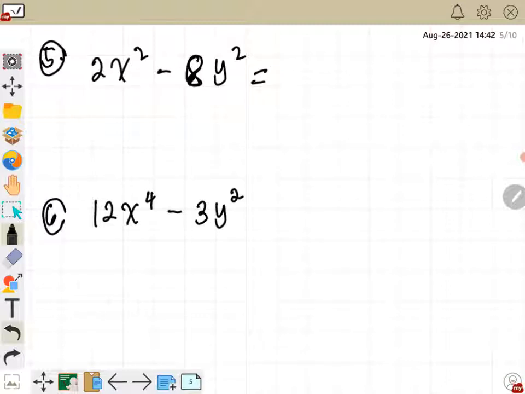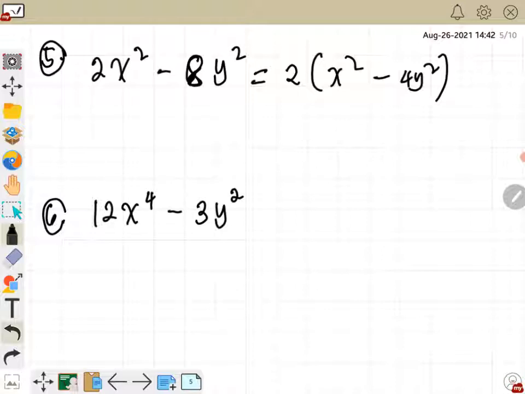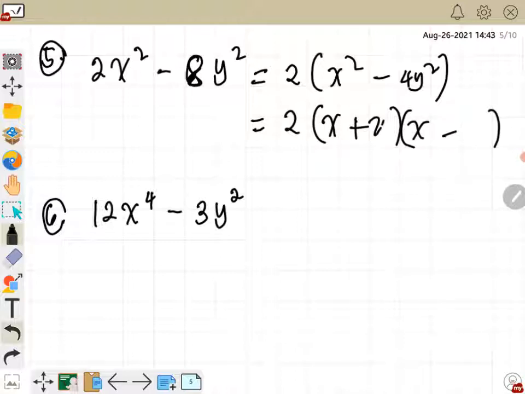The common monomial factor between 2x squared and 8y squared is 2. So you're going to find what's remaining inside. That's going to be x squared minus 4y squared. Notice that what's inside is now a difference of two squares. x squared is a square, 4y squared is a square, and the operation is minus. So let's continue factoring what is inside. So x and x, plus and minus, then 2y and 2y.